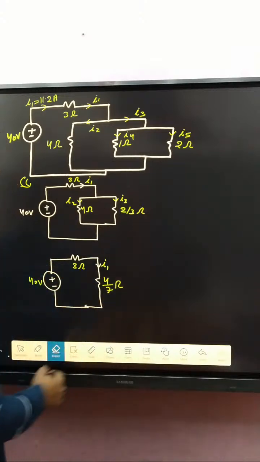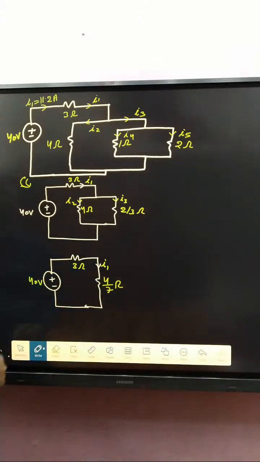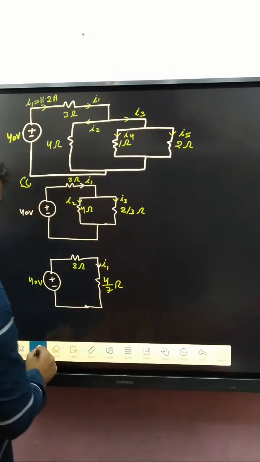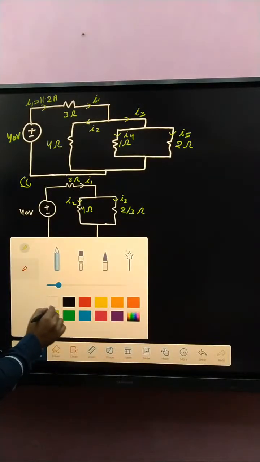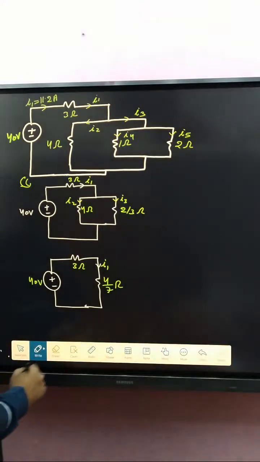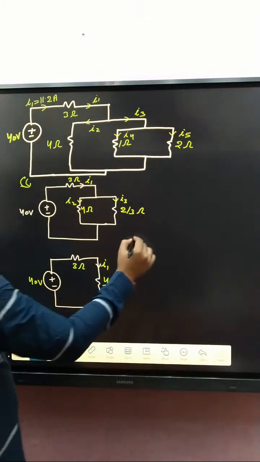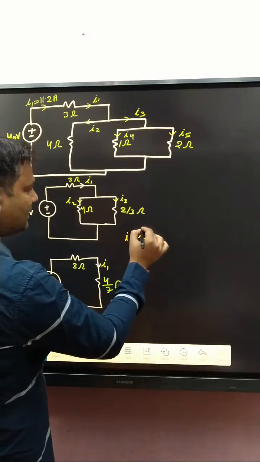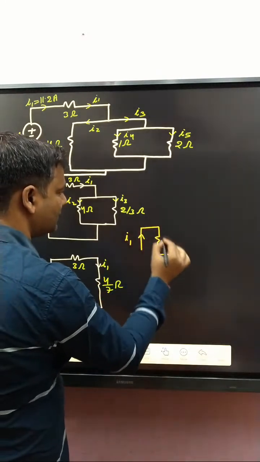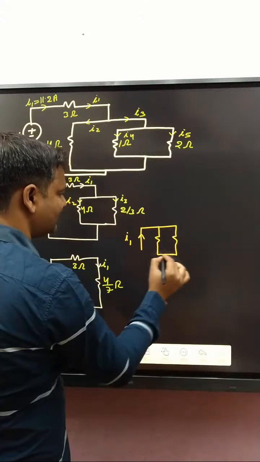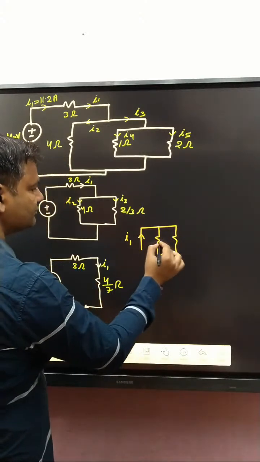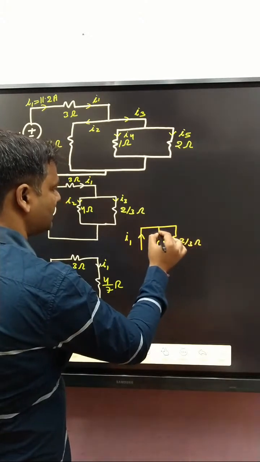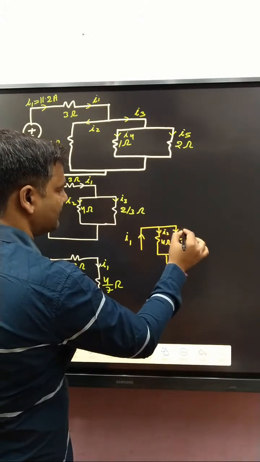After that, next our target is I1, we got I1 as how much? If you see very carefully, if our target is to apply the current division rule, here is the I1 direction, and here 4 and that is 2 by 3 ohm. What about I2 and I3?